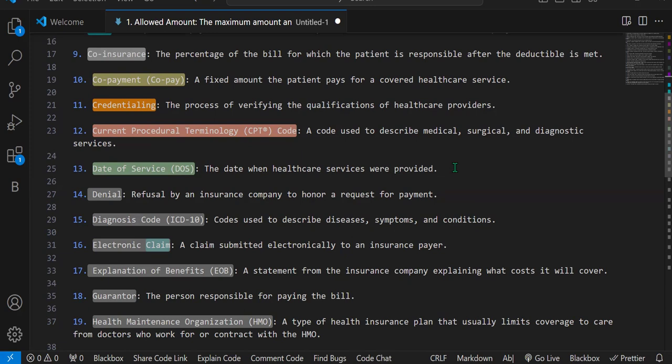The 16th one is electronic claim. The claim submitted electronically to an insurance payer. So what is a claim? What is the electronic claim? A claim submitted electronically to an insurance payer.